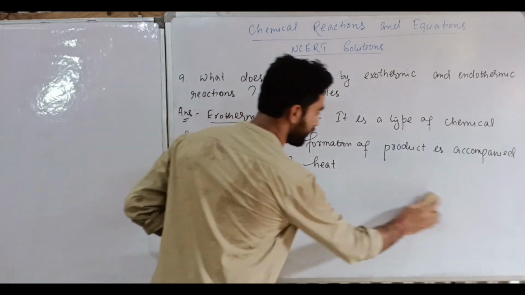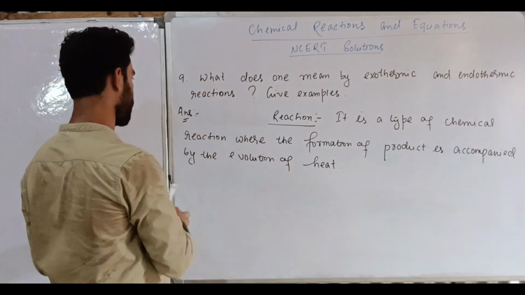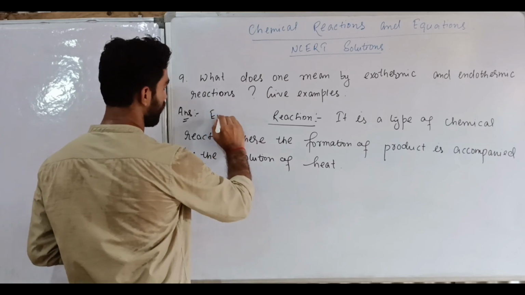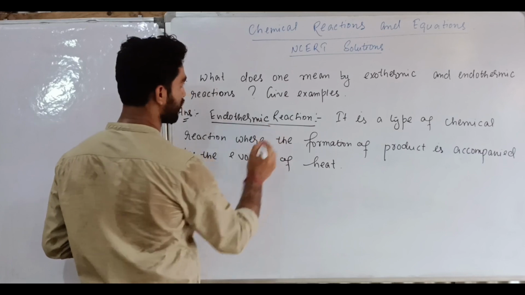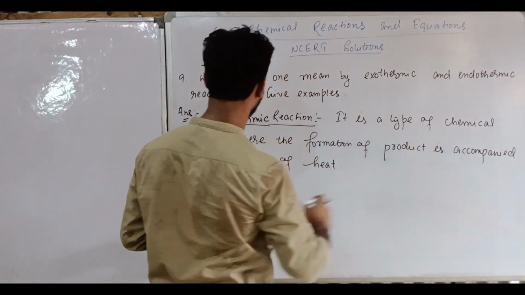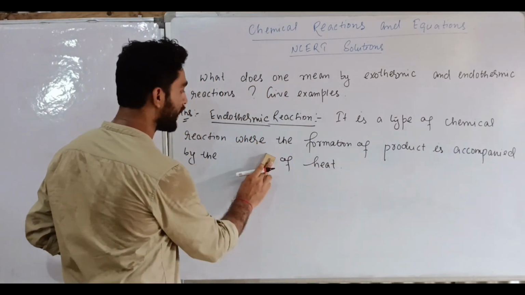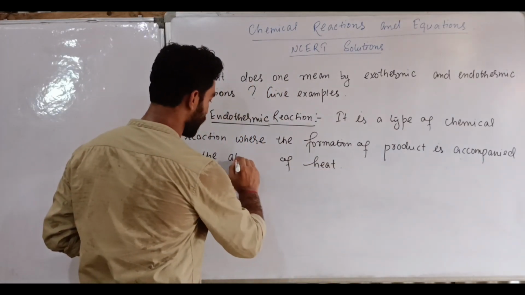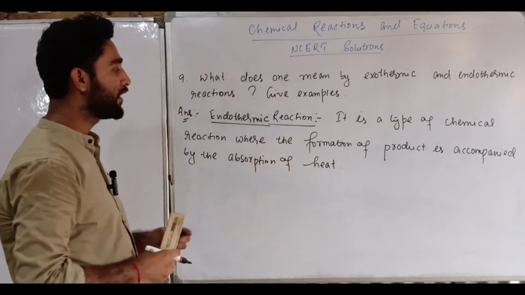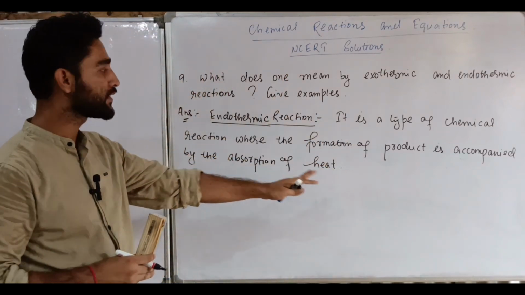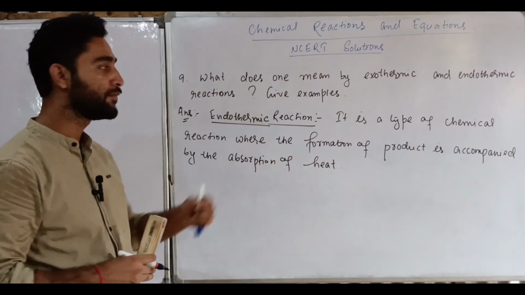Now, endothermic reaction. It is a type of chemical reaction where the formation of product is accompanied by the absorption of heat. Just we have to change the one word. In case of exothermic, after the formation of the product, heat will be released. In case of endothermic reaction, the reactant will absorb the heat and it will be converted into the products.